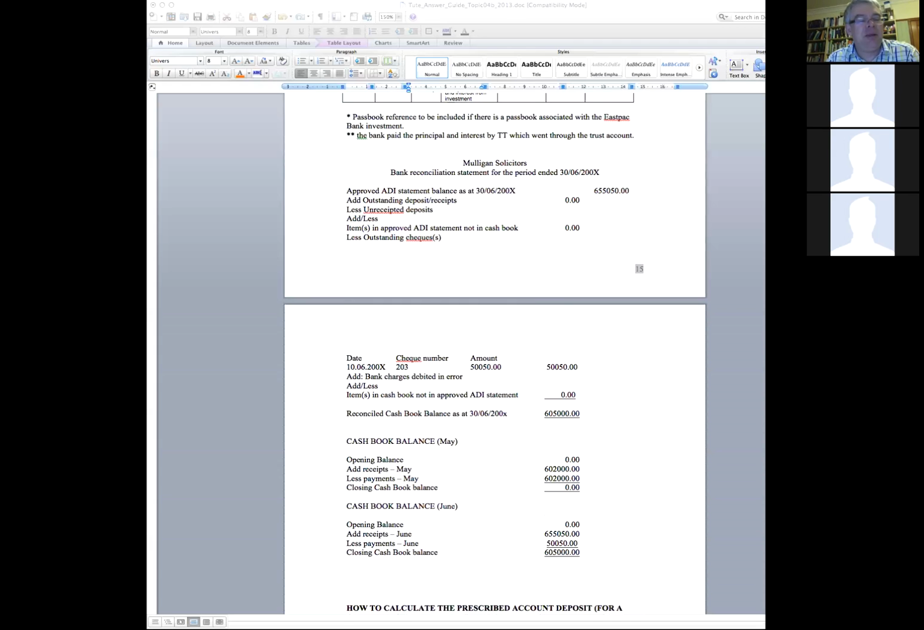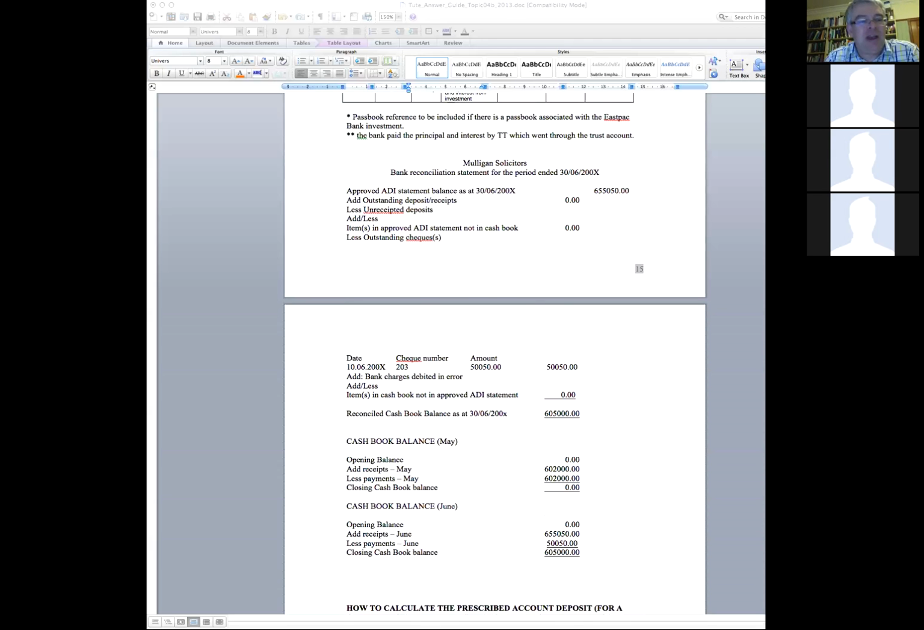Because there's going to be situations where there's going to be a difference between the balance in the check account in the bank statement and what your cash book is actually telling you. And those differences arise for several reasons. The most common one is outstanding checks.